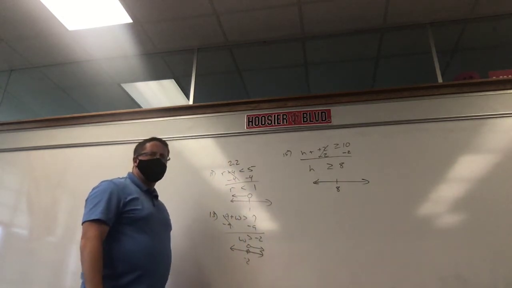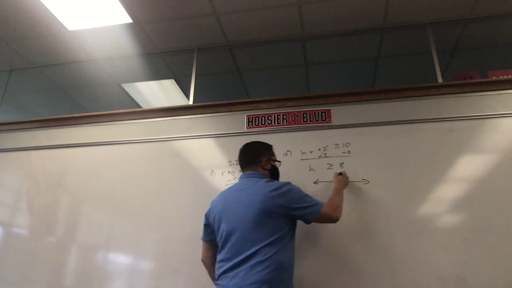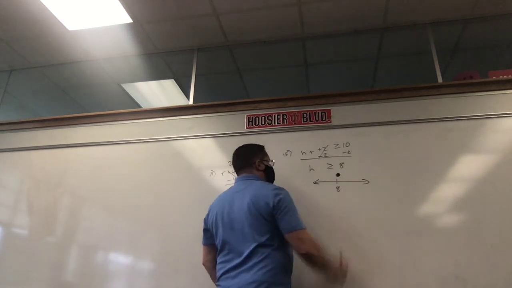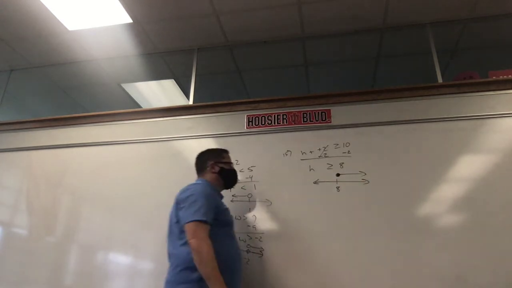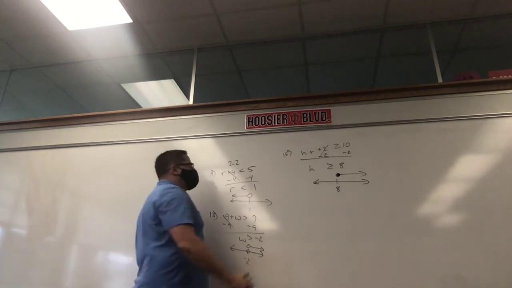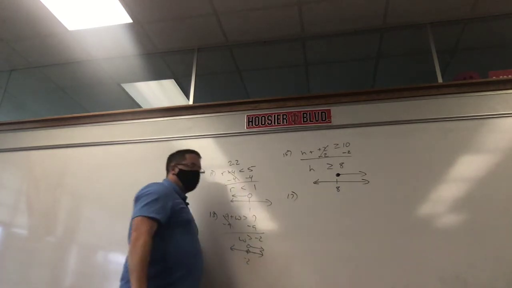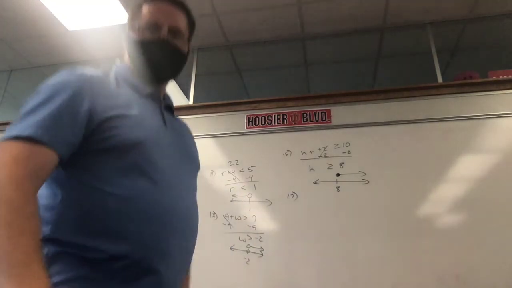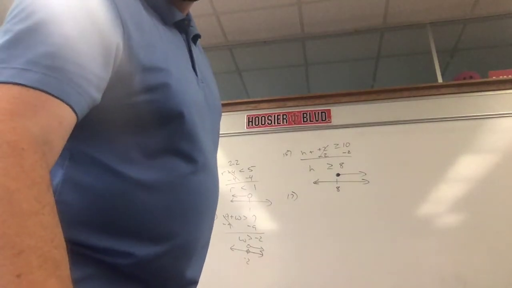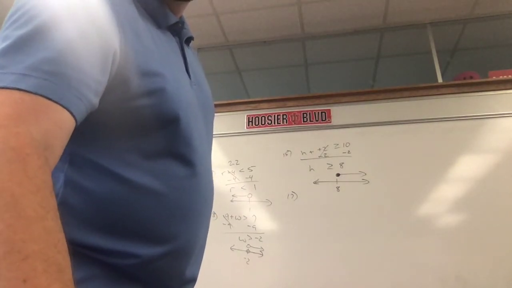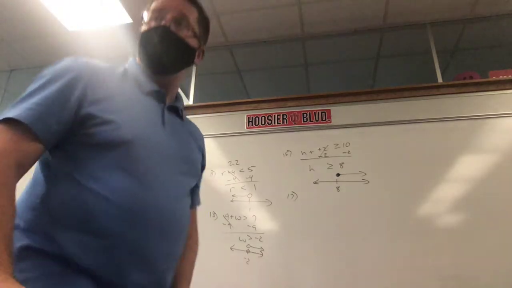What kind of dot at 8? Open or closed? Closed, why? There's a line there. And shade to the right. Everything bigger than 8, or including 8. Just a few more. 17. Are we going too fast, too slow, just right?